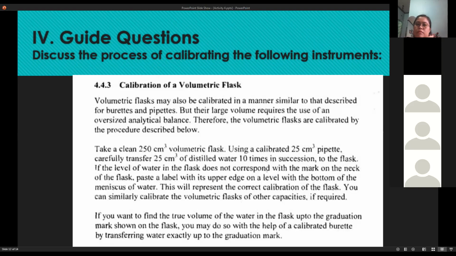If the water level in the flask does not correspond with the mark on the neck of the flask, paste a label with its upper edge level with the bottom of the meniscus of the water. This will represent the correct calibration of the flask. You can similarly calibrate the volumetric flask and the other capacity if required.